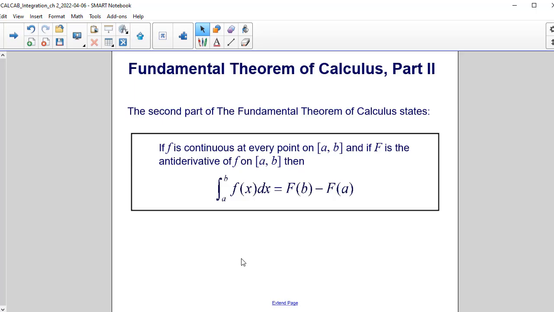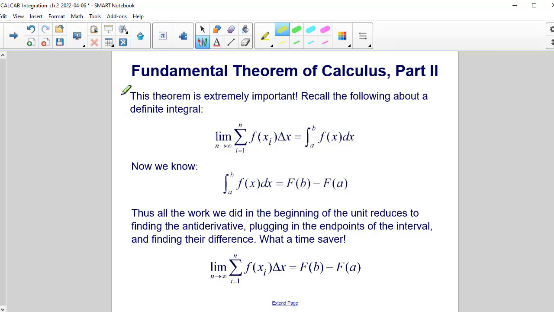The second part of the fundamental theorem of calculus states, if f is continuous at every point on the closed interval a to b, and if capital F is the antiderivative of f on the same closed interval, then the integral from a to b of f of x dx is equal to capital F of b minus capital F of a. This theorem is extremely important.